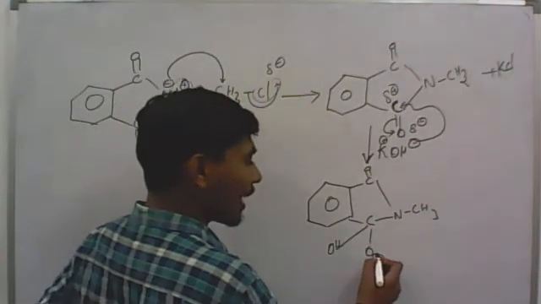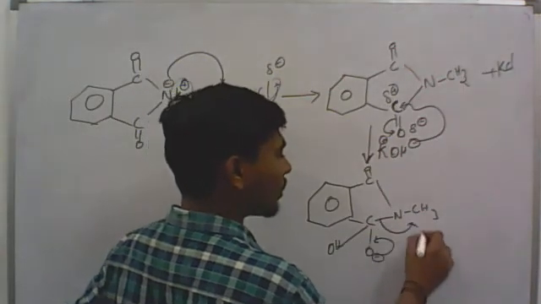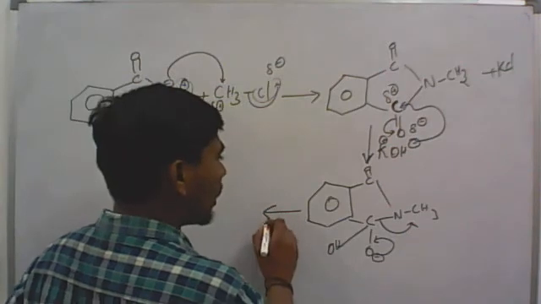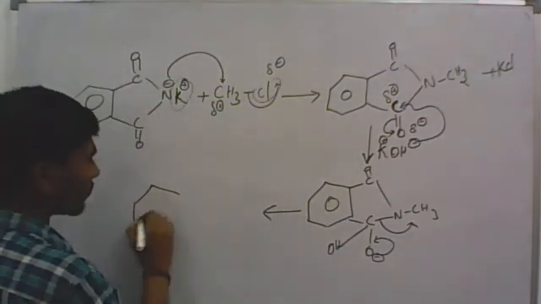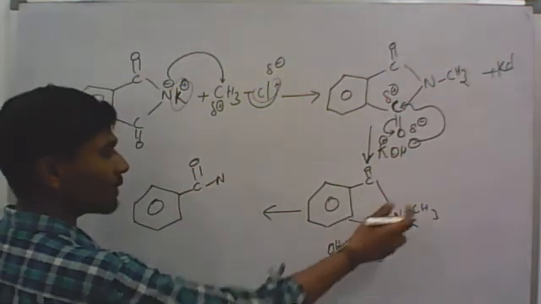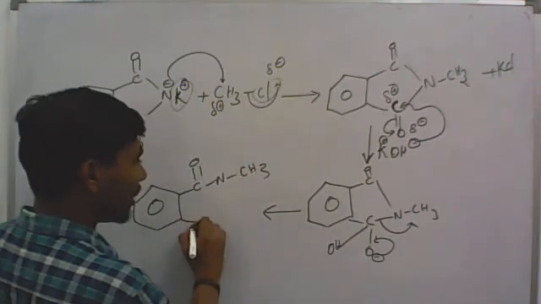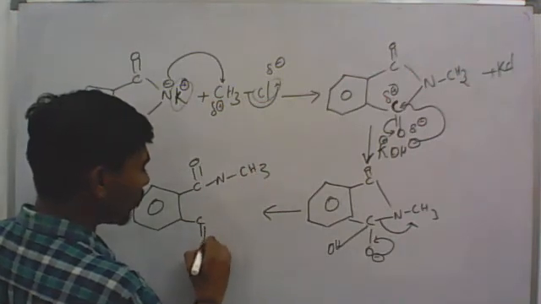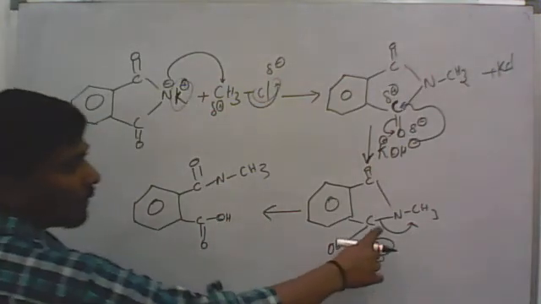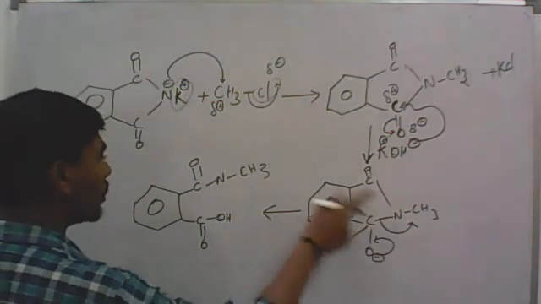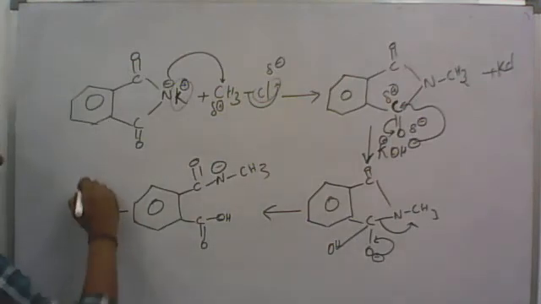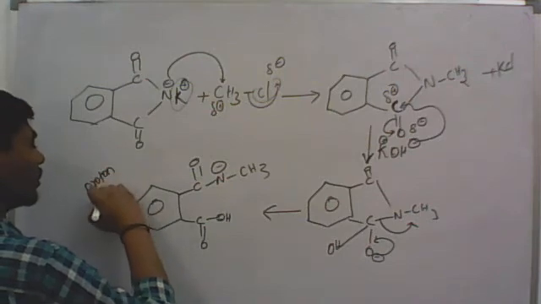Now the OH minus again goes inside the ring, and the carbon nitrogen bond is going to break. Now it produces C double bond O, N CH3 and C double bond O, OH. See here, now the nitrogen takes the electron from this bond, so it has a negative charge. Next step, protonation, proton transfer.